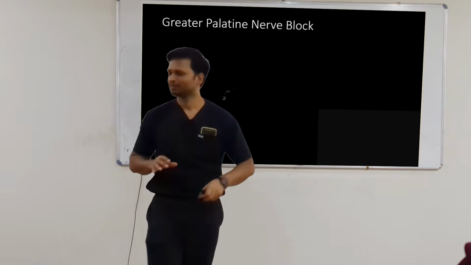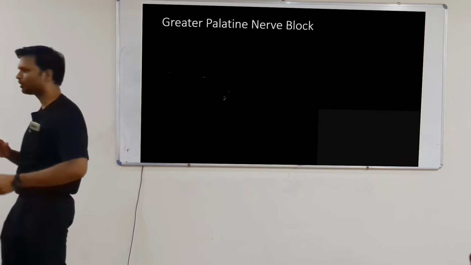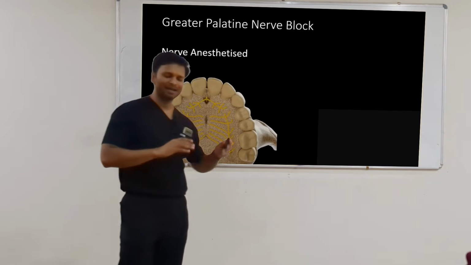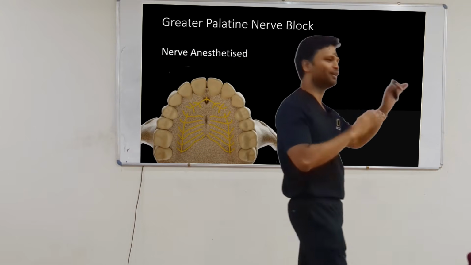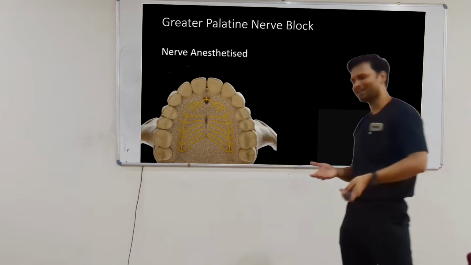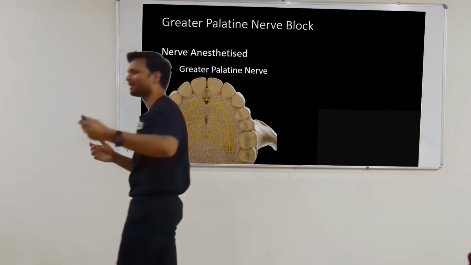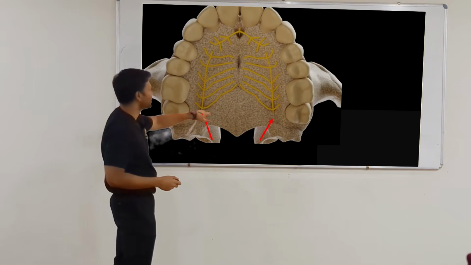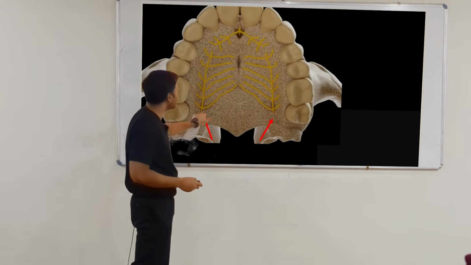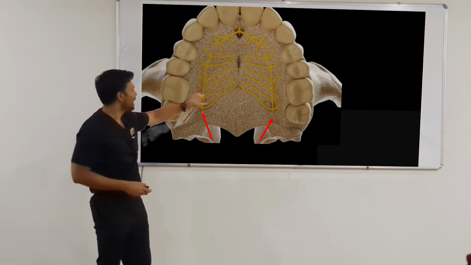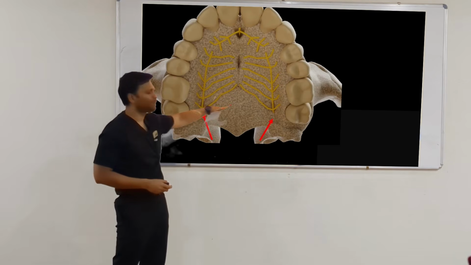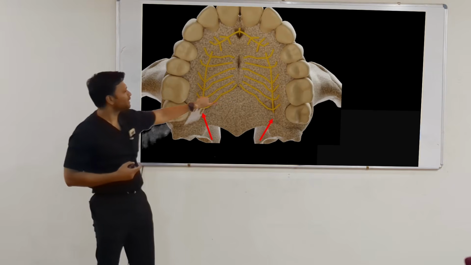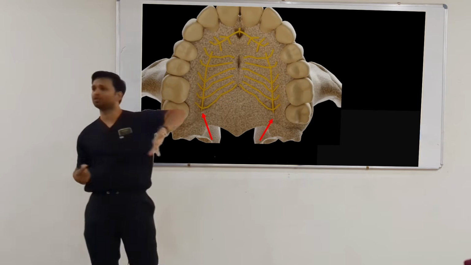Shall we continue? Okay, now we come to the greater palatine nerve block. You've already seen this image. Any idea which nerve will be anesthetized in a greater palatine nerve block? The greater palatine nerve. Now, can you see? It comes out of the greater palatine foramen and runs anteriorly, supplying the alveolar bone and the palatal bone till the midline.